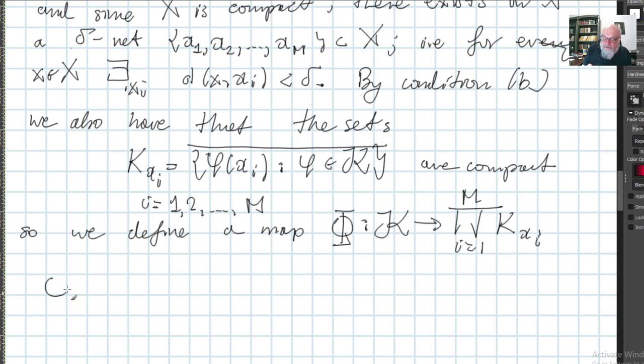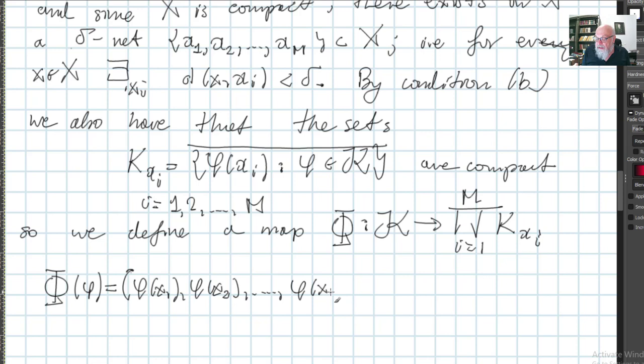So you take phi, and you can define it simply as phi of x1, phi of x2, and so on up to phi of xm. So this will be phi belonging to K. Of course, we mentioned before that the evaluation operator at any point is continuous, so that means that phi is a continuous map.